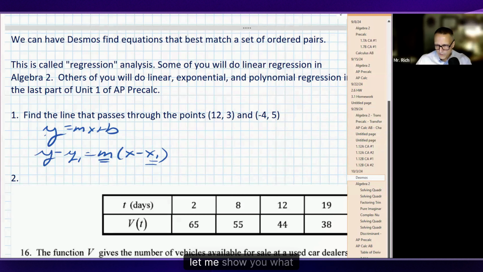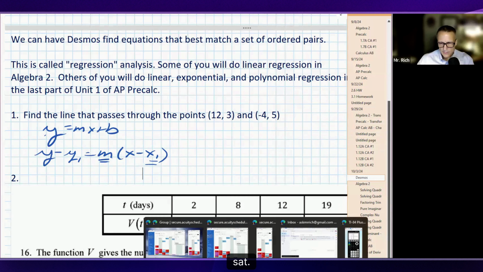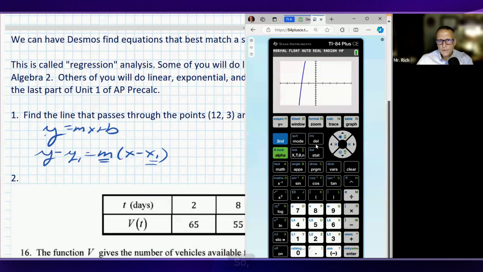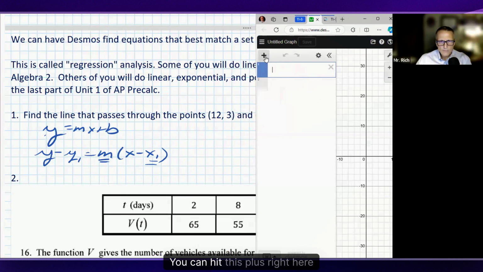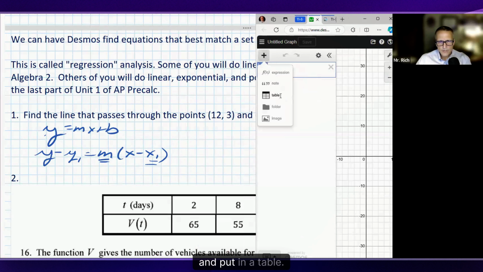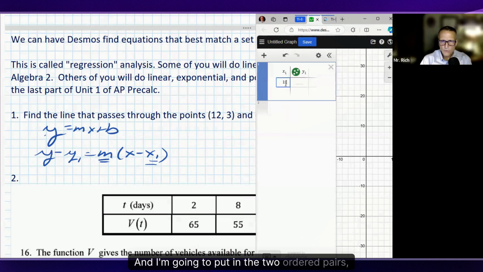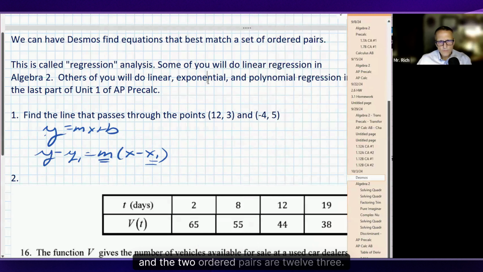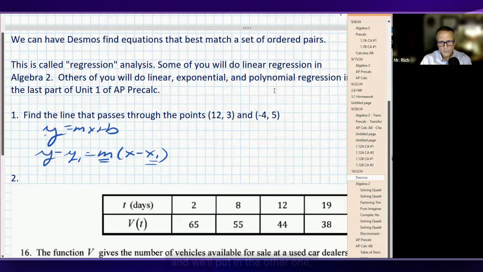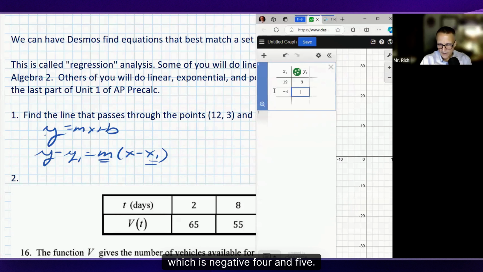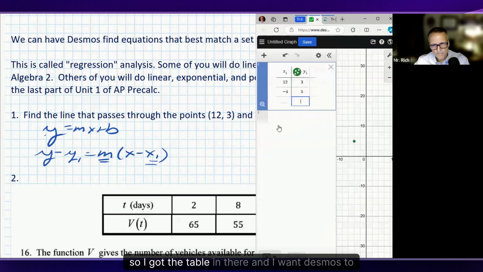Well, in Desmos, let me show you what an option is. And this is something that you could do on the SAT even. So what I'm going to do in Desmos is you can put a table of values in Desmos. You can hit this plus right here and put in a table. And I'm going to put in the 2 ordered pairs. And the 2 ordered pairs are (12, 3). So we'll put in 12 and 3. And we'll put in the other one, which is -4 and 5. All right, so I got the table in there.